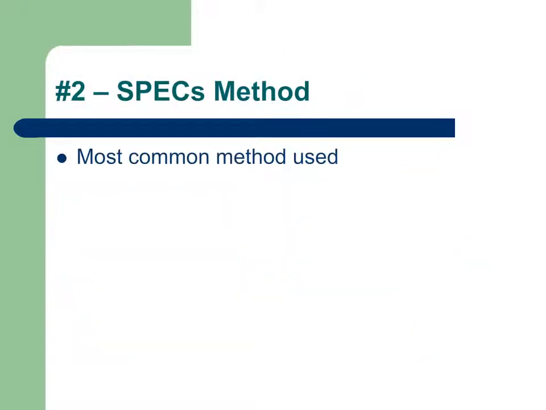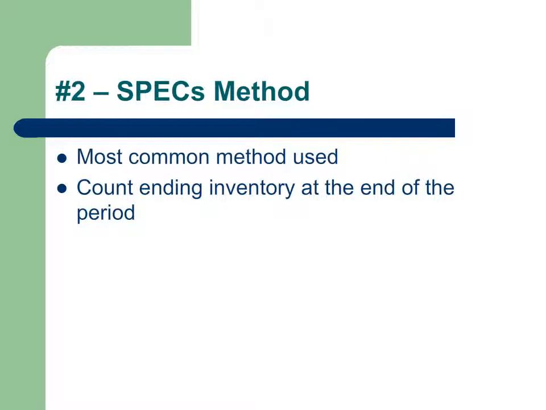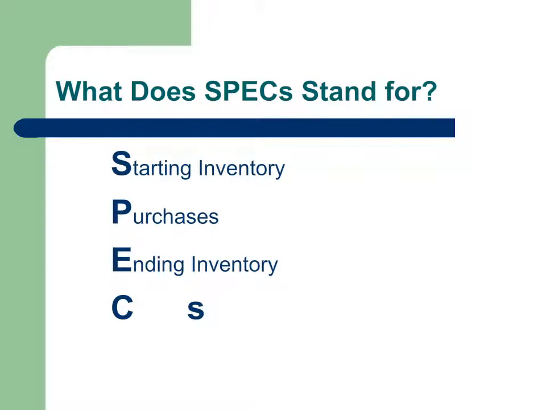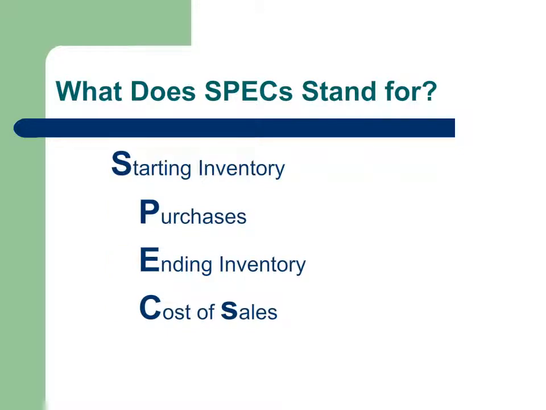The most common method of valuing inventory is what we call the SPECS method. This method requires that you count the inventory at the end of each period to determine how much remains. The title we assigned is the acronym for the calculation process. S is for starting inventory, P is for purchases, E is for ending inventory, and CS is for cost of sales. Let's begin with starting inventory, which is equal to last month's ending inventory.